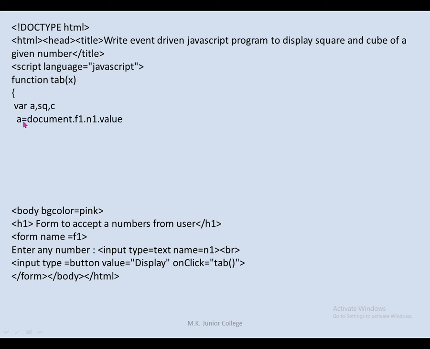Okay, then a is equal to, look at these steps, very important step. Here I am not using the prompt tag, but I want that value inside a, whatever value the user inputs through this form. When you say enter any number and the text box is given, the user will add some value. The same value I want inside this a. How will I get it? With the help of this statement. I am writing document.f1.n1.value.